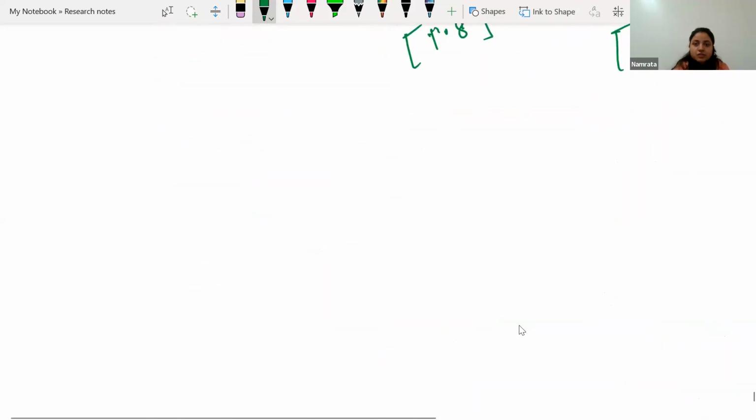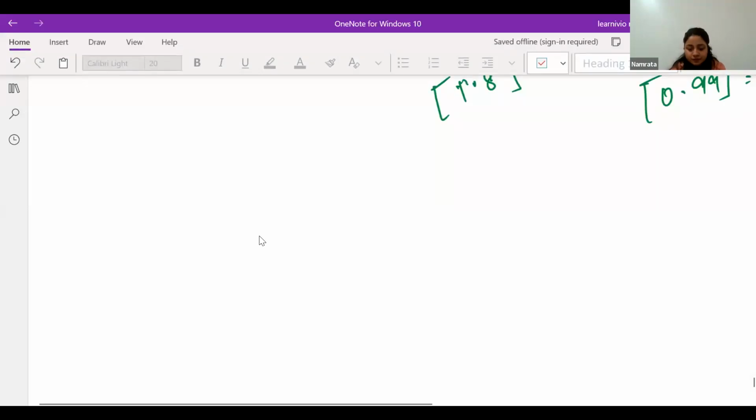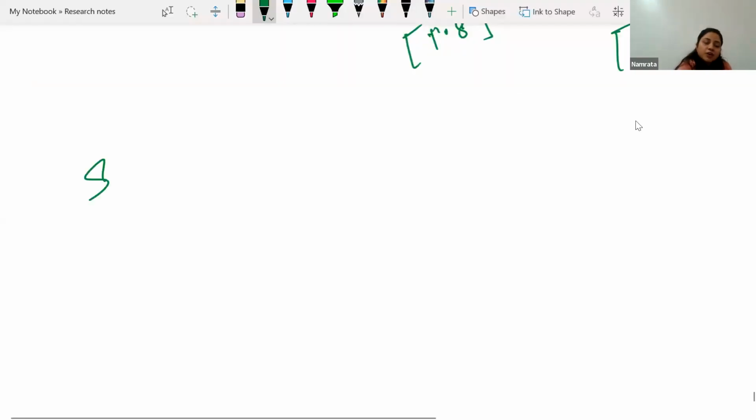Now the next function. So far, is it clear to everyone? Anyone having any doubt so far? No, ma'am. Let's move ahead. So now we have the signum function.